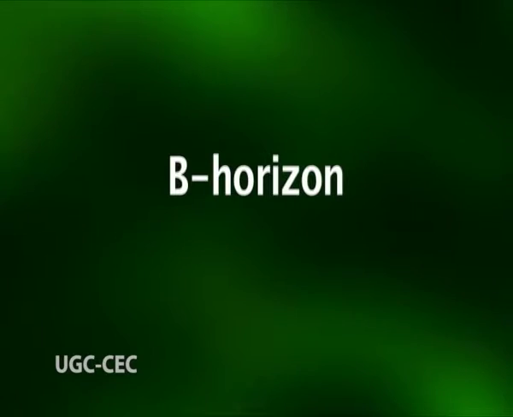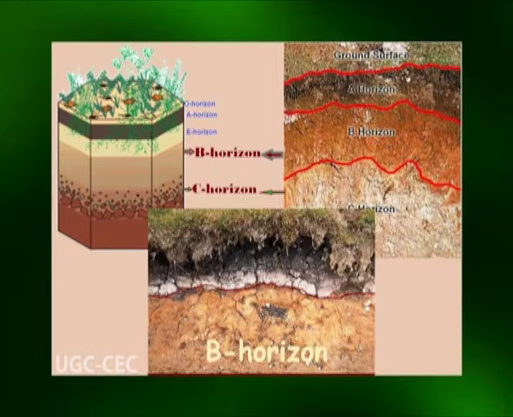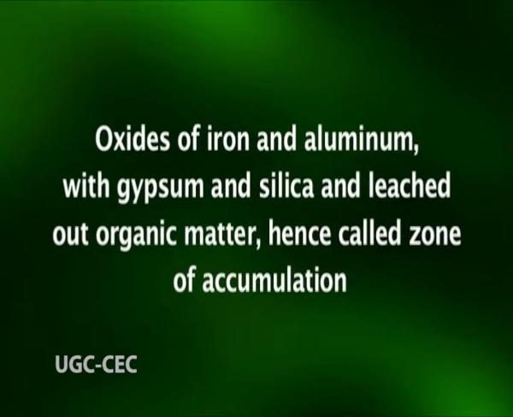Now we discuss the B horizon. The B horizon is the alluviated subsurface horizon underlying O, A and E horizons and is commonly referred to as subsoil. It contains mainly silicate clay or minerals such as oxides of iron and aluminum with gypsum and silica and leached-out organic matter, hence called the zone of accumulation. This horizon shows removal or addition of carbonates and coatings of sesquioxides resulting in higher chroma.